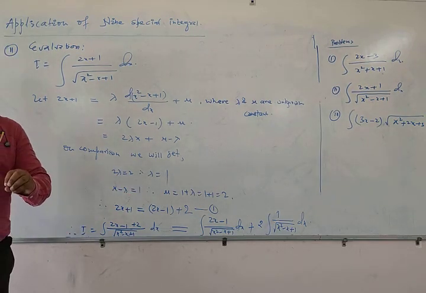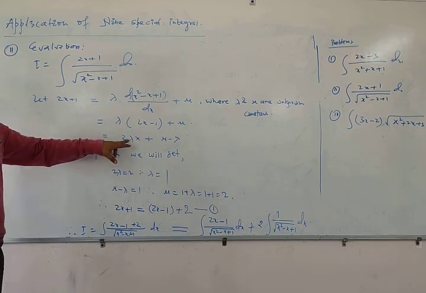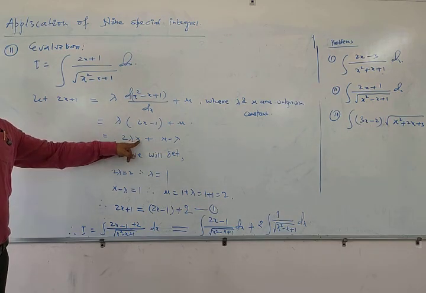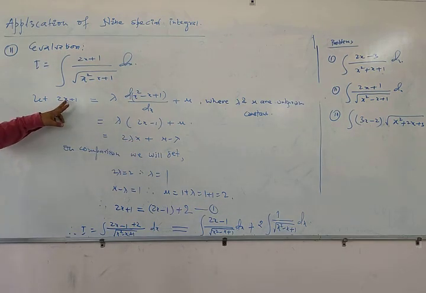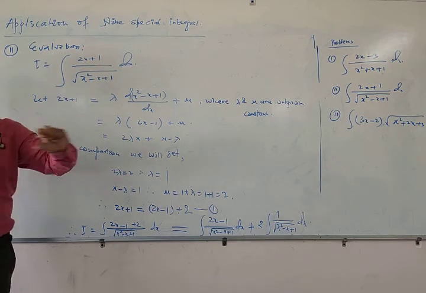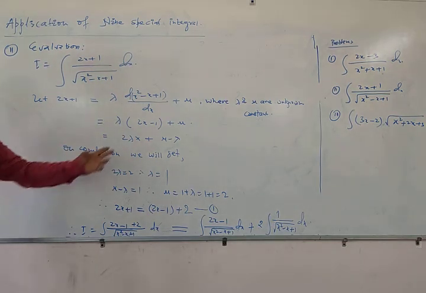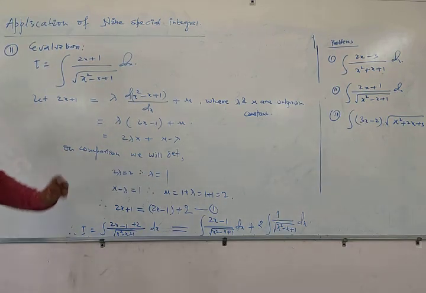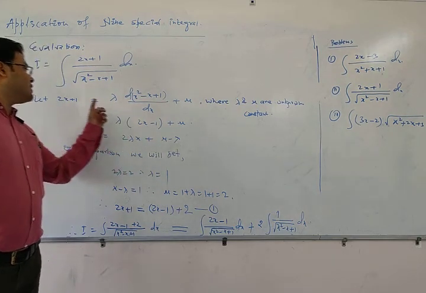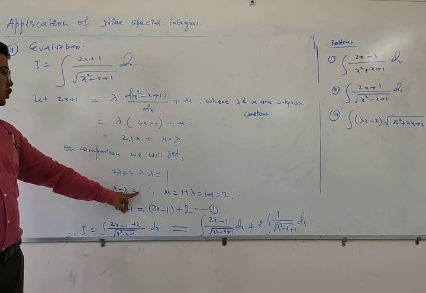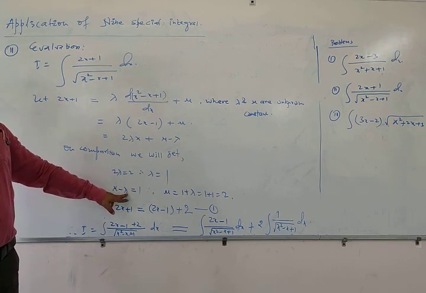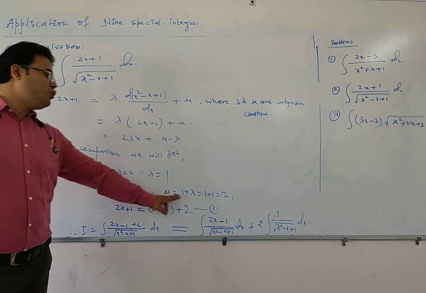Again we will see how we can use the method of comparison. Here you can see the coefficient of x is 2 lambda and on the left hand side the coefficient of x is 2. So we can compare the coefficient of x on both sides. So we can write 2 lambda is equal to 2, so it becomes lambda is equal to 1. Likewise, on comparing the constant term on both sides, you can write mu minus lambda is equal to 1. On substituting the value of lambda, we will get mu is equal to 2.